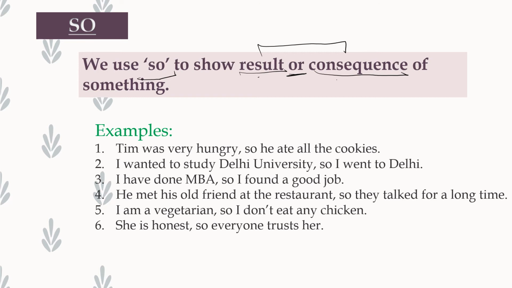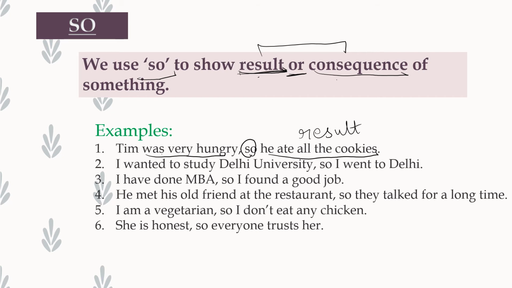Example: "Tim was very hungry so he ate all the cookies." मतलब कुछ result निकलता है. So when we use "so", it shows result because Tim was very hungry, so he ate all the cookies. So ये result निकला क्योंकि वो बहुत ज्यादा भूखा था, he was very hungry. He ate all the cookies. This was a result because he was very hungry. He ate all the cookies.